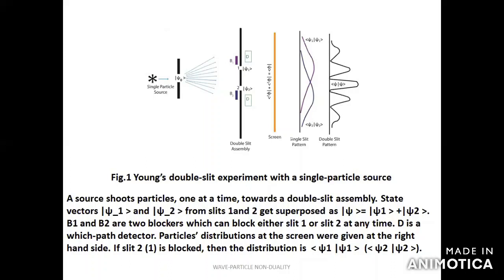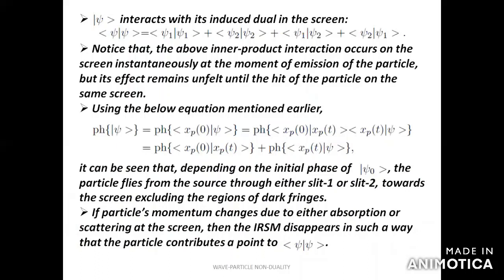I don't know whether I have covered all the points. If you have any doubts regarding this, you can ask me at the end of this talk. I'm glad to explain. This is the mathematical treatment. For example, when psi interacts with the induced dual on the screen, this is the interference pattern. And this is the phase equation I wrote down earlier. The phase of psi decides where the particle is going to land. You can solve this for the Young's double slit case. Different phases will make the particle arrive on the screen at different locations.